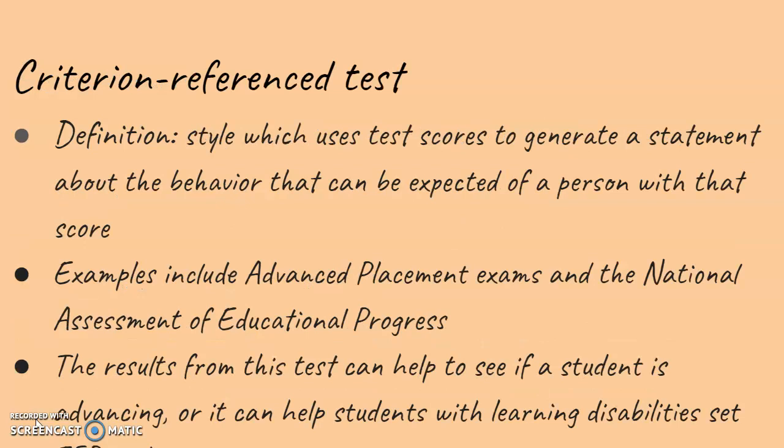Criterion reference tests are a style of test which uses test scores to generate a statement about the behavior that can be expected of a person with that score. Some examples of these tests include AP exams and the National Assessment of Educational Progress. The results from this test can help to see if a student is advancing or if a student with a learning disability needs to be helped in some way.